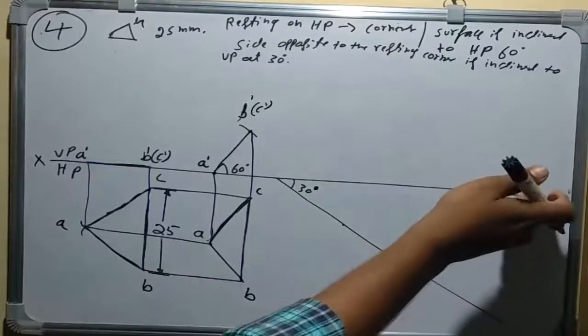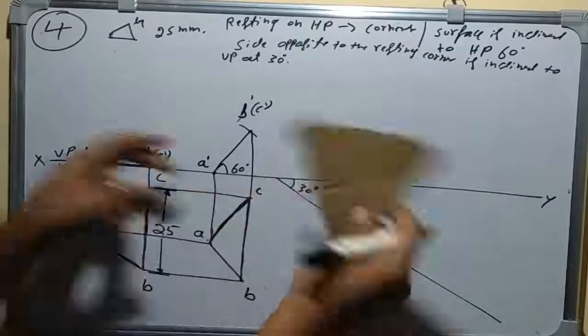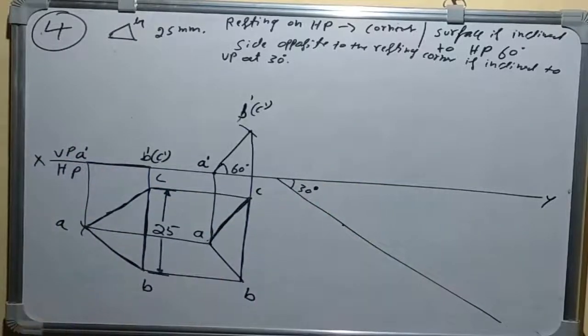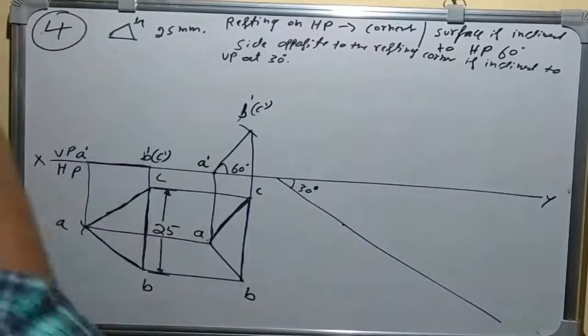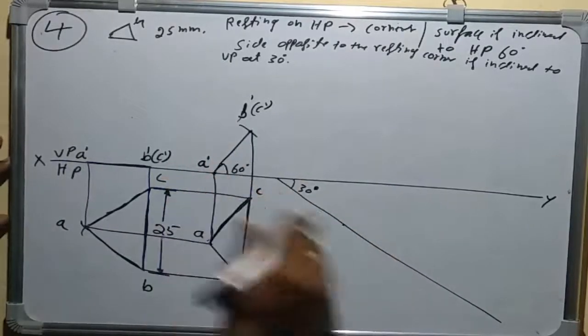You can take it from here, you can draw the 30 degree line this side also, and you can keep it like this also, or you can keep it like this also. Any directions we can keep it, there is no restriction on that. So as usual we will keep it from left to right.